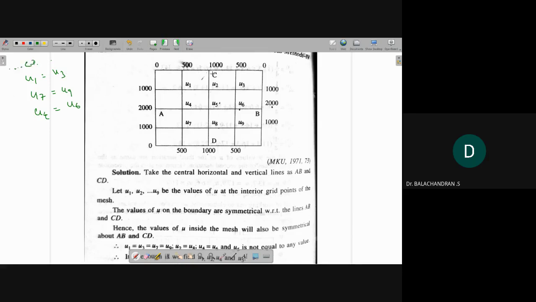About the line CD, U1 equal to U3, U4 equal to U6, U7 equal to U9. So this is about CD. About AB, you can say that U1 equal to U7, U2 equal to U8, and U3 equal to U9.